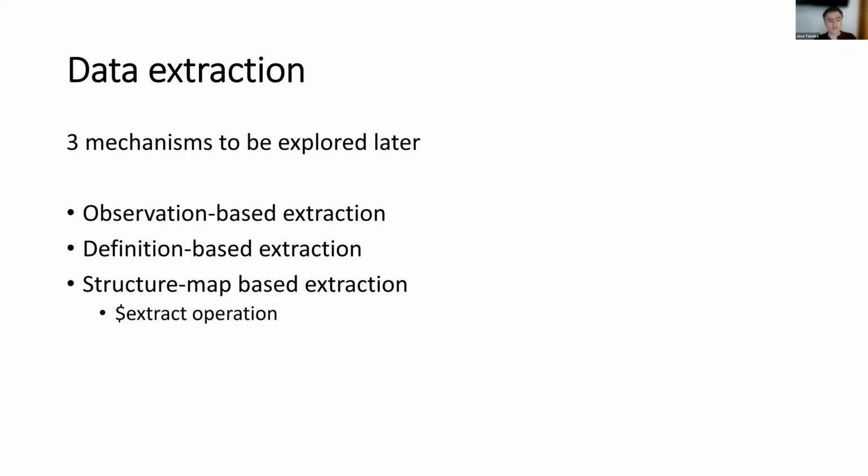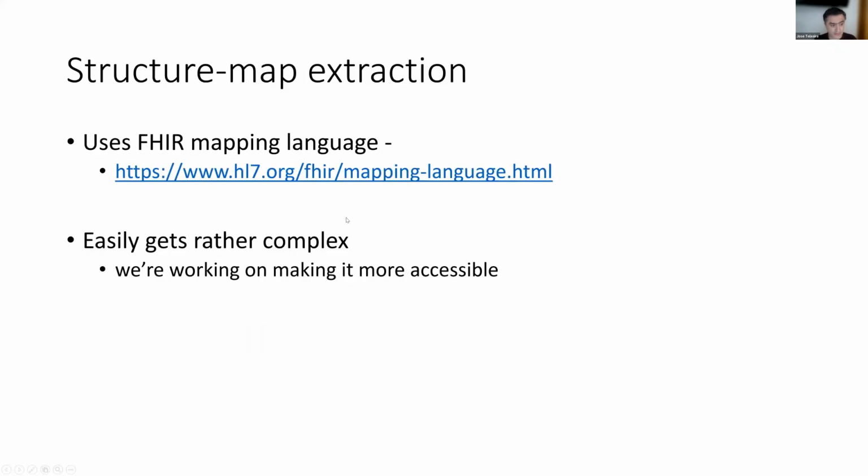Or you can have a structure map based extraction, which is the one that is more complicated, and I'll show how complicated this gets. But the fact that it's standardized means that we have standard tools, and there's a standard operation called extract. You remember when I mentioned FHIR that there's a thing called operations. You can have an extract operation, and you can get data out of a questionnaire with one single click. And I can actually show one example of that, just one quick demo.